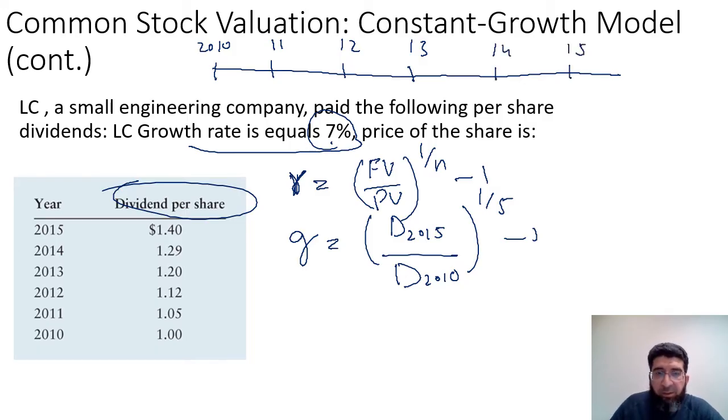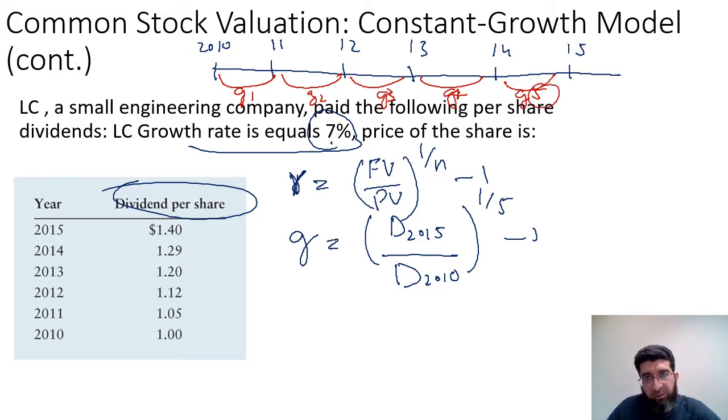And you can see that from 10 to 11 we have first growth, then second growth, and then so on, third, fourth, and fifth growth. So 5 years of growth we are calculating. 1 over 5, that comes out to be around 6.96%, or we can say it's equal to 7%. We can use the 7% to calculate the price.